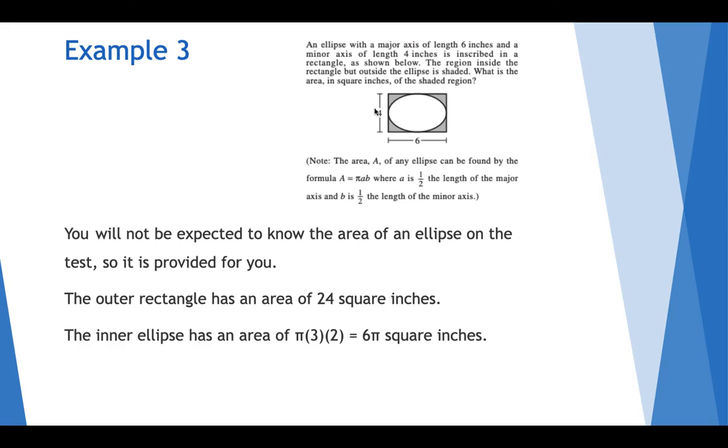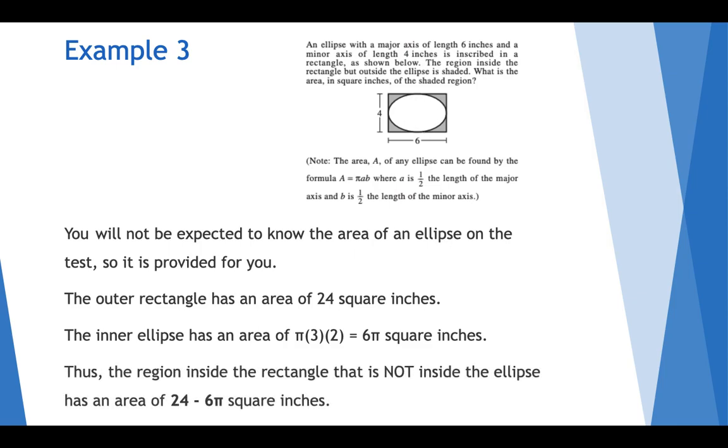So, now that we have the area of the rectangle and the area of what's being cut out of the rectangle, we can find the area of the shaded region. The region inside the rectangle that is not inside the ellipse has an area of 24 minus 6 pi square inches. Okay, perfect. We are done with area.